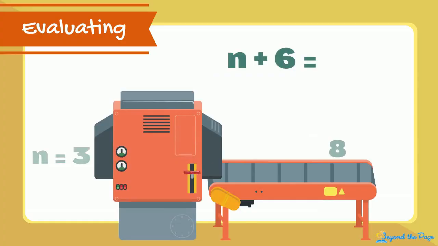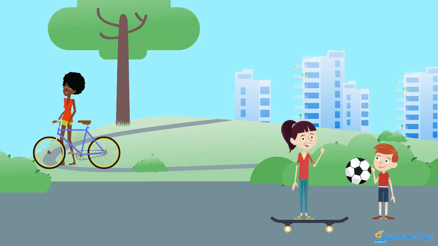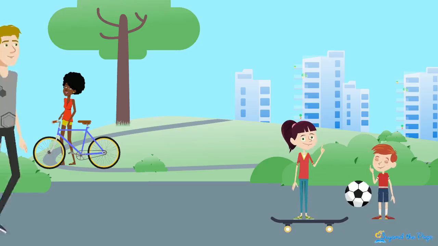In math, this number value is often provided to you, but in some situations, you will be asked to choose a random number to substitute for the variable. See how this works with a real-life example.